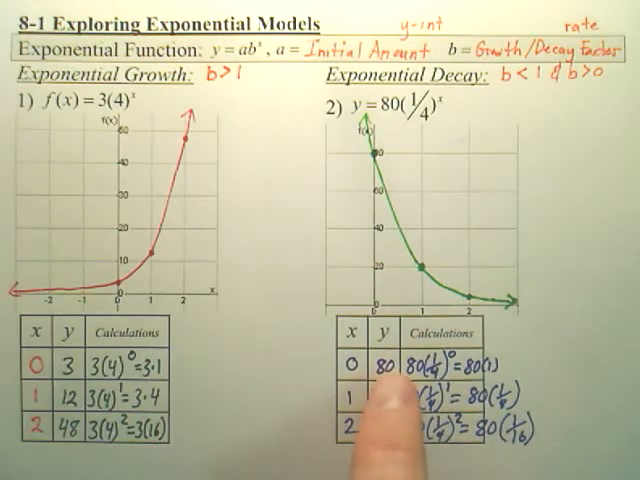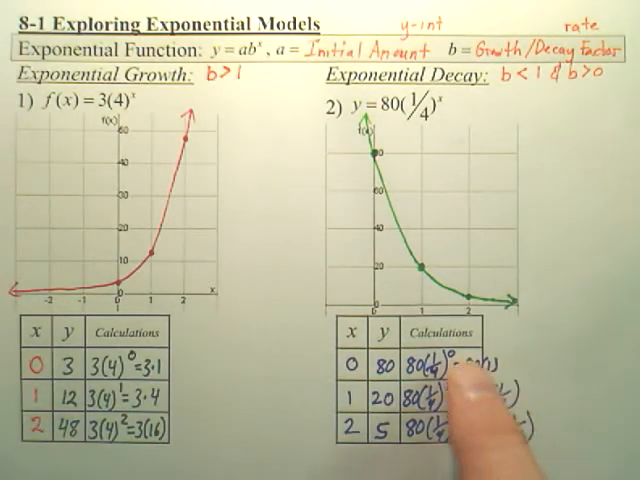Again, your shortcut is just technically take 80, and this number is what you decrease it by. Or you can do the table, either way.